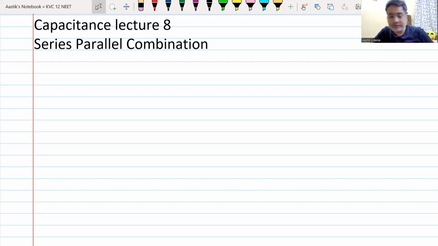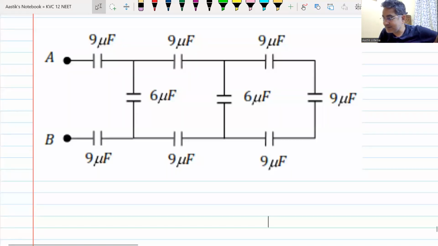And the first problem looks like this. This is the first problem that we are going to encounter in capacitors. We have to find the effective capacitance between point A and point B. I'll give you 2 minutes to think about this and give me the answer. Has anyone seen the question? 2 minutes you have to give me the answer.